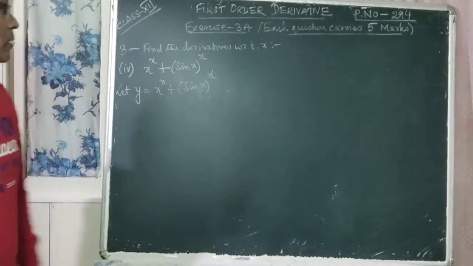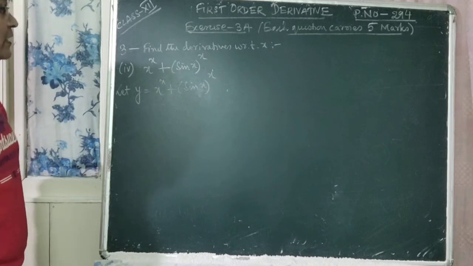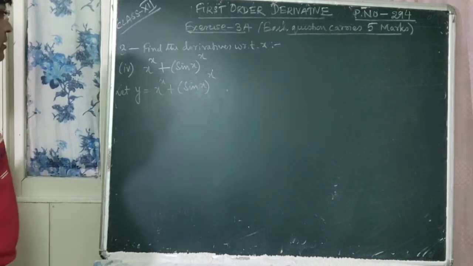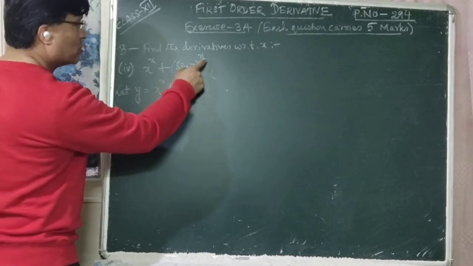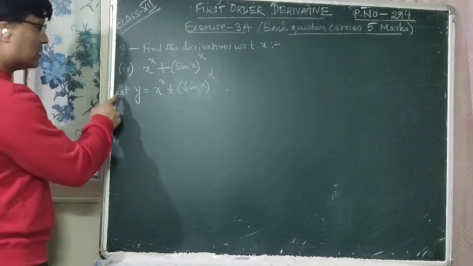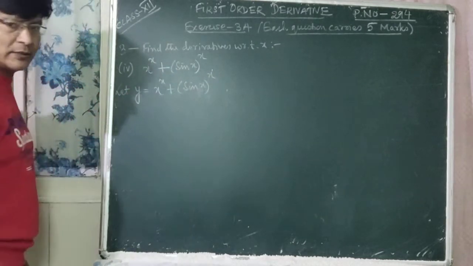So now we will do the next question, that is 3 number 4. Here also find the derivatives with respect to x. It is given x to the power x plus (sin x) whole to the power x. Let us assume y is equal to x to the power x plus (sin x) whole to the power x.